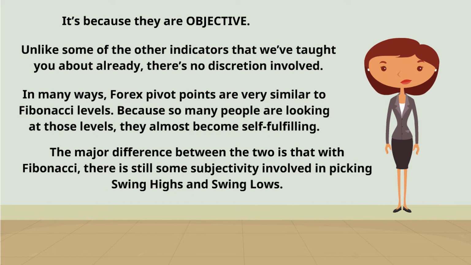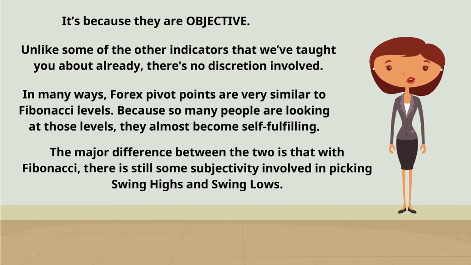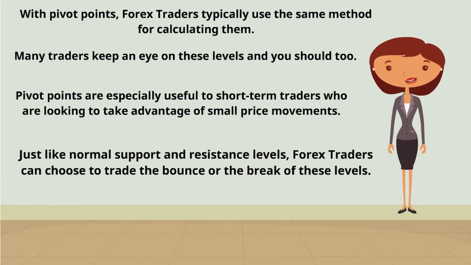In many ways, Forex pivot points are very similar to Fibonacci levels. Because so many people are looking at those levels, they almost become self-fulfilling. The major difference between the two is that with Fibonacci, there is still some subjectivity involved in picking swing highs and swing lows. With pivot points, Forex traders typically use the same method for calculating them. Many traders keep an eye on these levels, and you should too.